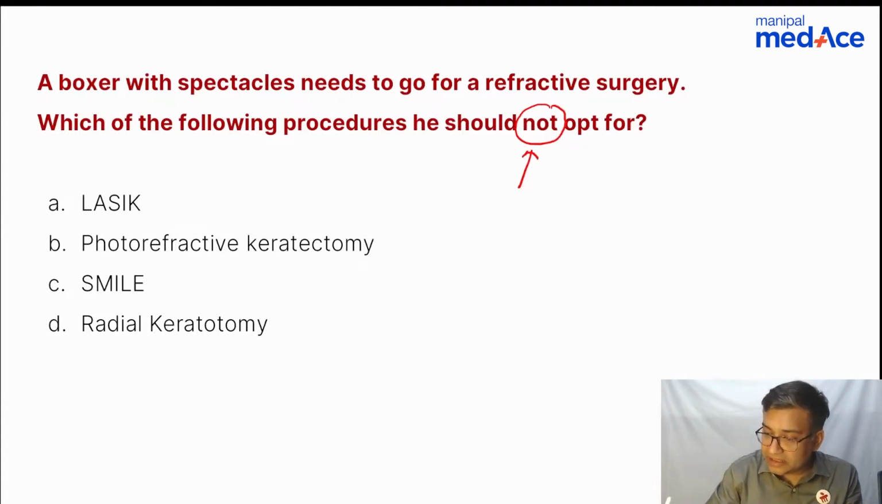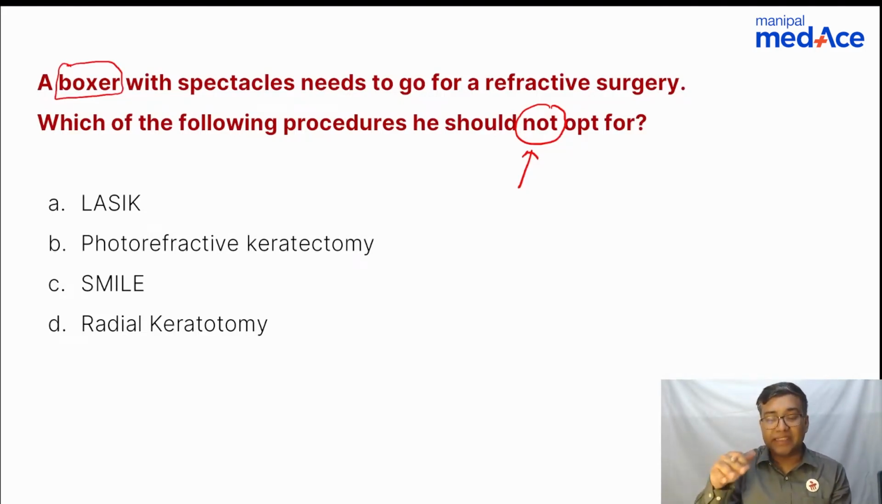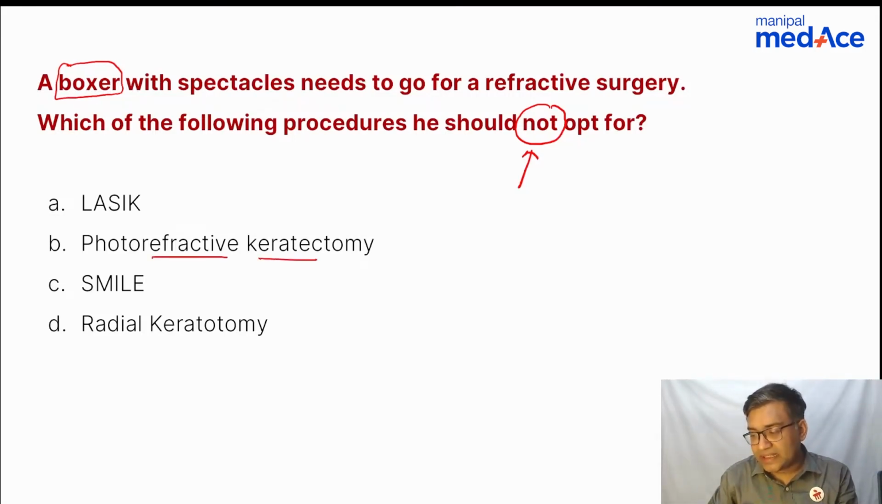So here the boxer is going for refractive surgery. If I were the clinician, I would have told the boxer to please avoid any refractive surgery. But sometimes when you get a question, you have to answer the most correct or most apt one, which might not be 100% correct. So you have to mark which one is best suited. Your options are LASIK, then PRK, that is photorefractive keratectomy, then SMILE, and the last one is radial keratotomy.